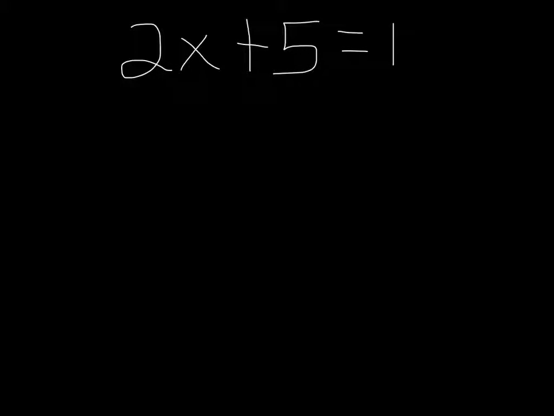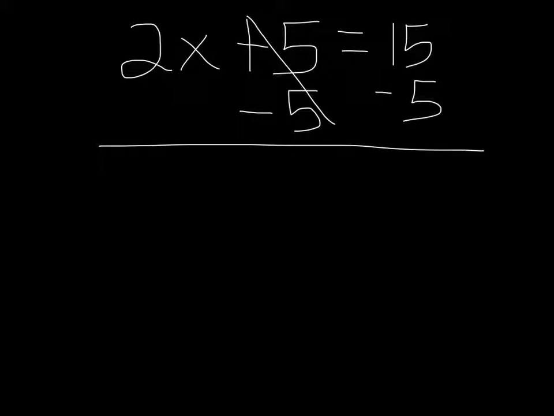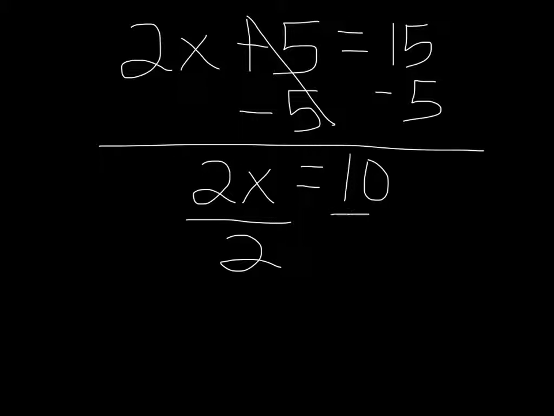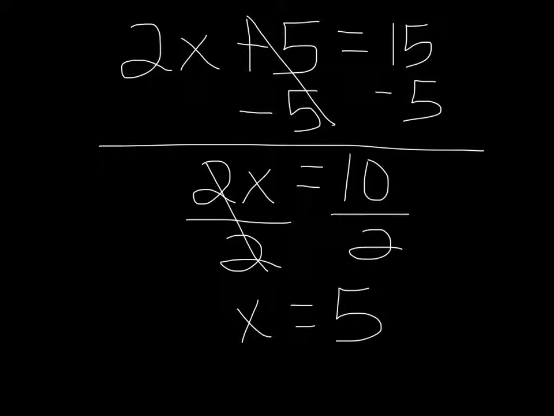We can prove this is true by solving 2x plus 5 equals 15 by hand. You subtract 5 from both sides. The 5's cancel. You bring down your 2x, and 15 minus 5 is 10. Now we have 2x equals 10. Divide both sides by 2. Our 2's cancel, leaving us with x, and 10 divided by 2 is 5. So the intersection that we found was correct. Our x does equal 5.